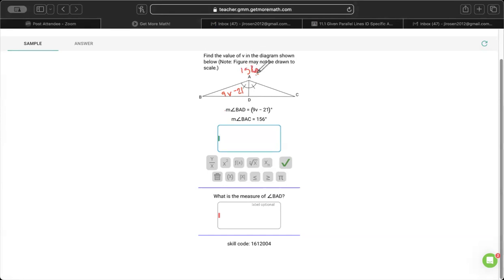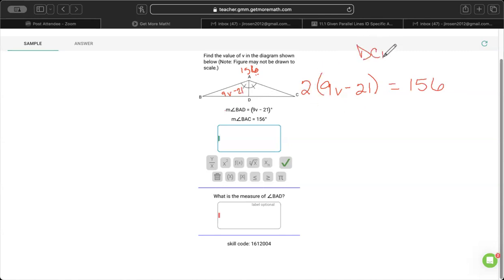So this one is a little bit different, right? So it's saying BAC is 156. So we need to find what this other side's going to be. So that means we have 9v minus 21 plus something we don't know, right? The other side. But we know that the other side is equal to the 9v minus 21. So doesn't that mean we have double of that? So we could do this and it equals 156, right? Because we know they're going to equal each other.